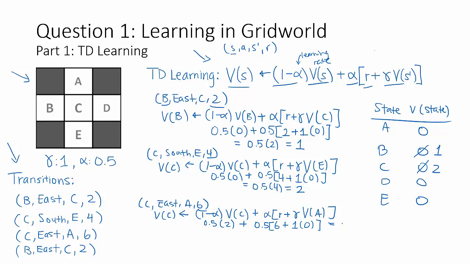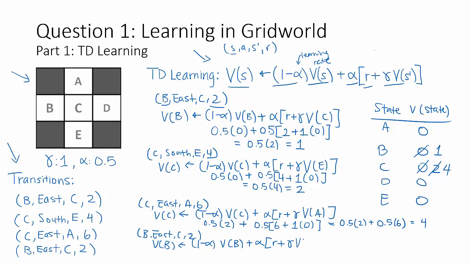This gets simplified to 0.5 times 2 plus 0.5 times 6, which is equal to 4. So we update the new value for C to be 4. The final transition that we have is B, East, C, 2 again. Again, we're going to be updating the value for the first state that we're in, so that's the value for B. That's going to be equal to 1 minus alpha times the value of B plus alpha times the reward plus gamma times the value of the landing state, which is C.